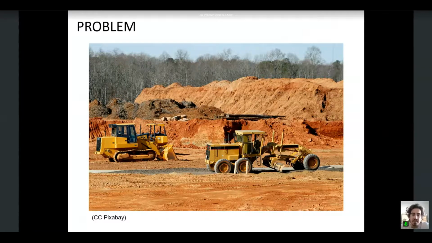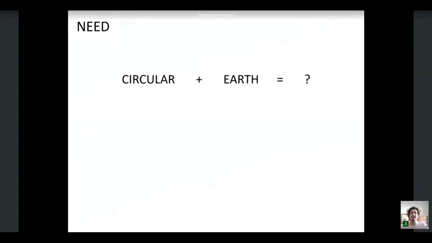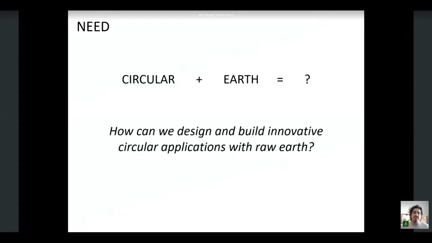Raw, pure, unbaked earth was almost forgotten as a building material in our regions, but it has resurfaced as a regenerative building material. In fact, we can see 2 emerging trends in the building sector today. On the one hand, there's an increasing demand to treat high-impact building materials in a circular way. And on the other hand, there's an increasing interest in regenerative building materials such as raw earth. And this means that the need for innovative circular applications with earth can grow in the near future.